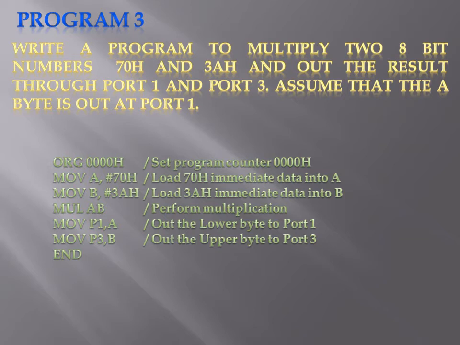move the data or output the data at ports P1 and P3. So we output the accumulator contents to port 1 and the contents of the B register to port 3. So thus we have achieved it. If we connect this to microcontroller hardware, then we can check on the ports the contents of the multiplication.